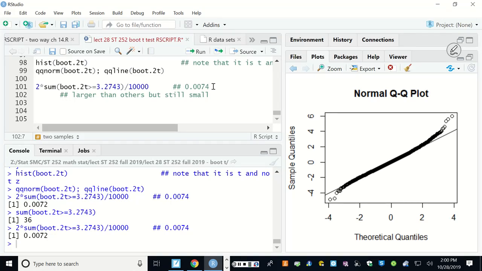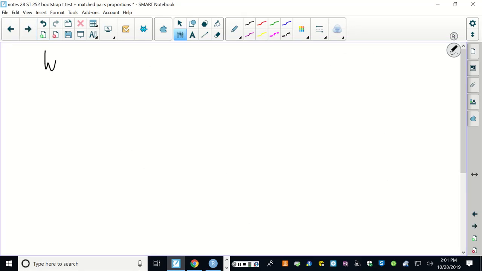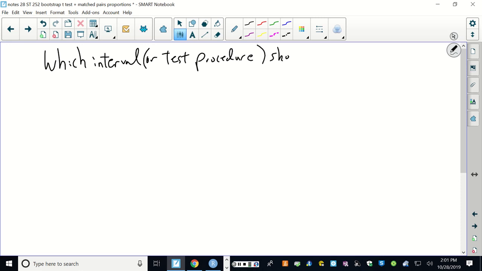But any questions about it? So the book discusses, and a couple of the problems say, which interval should you report? Which interval or test procedure should you report?